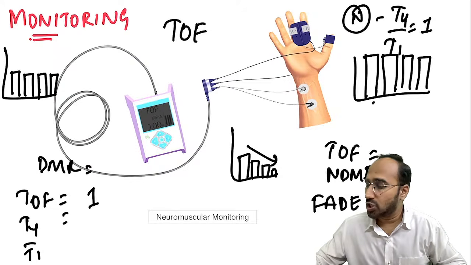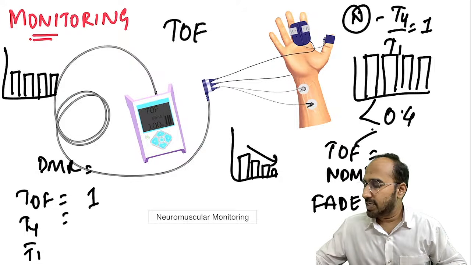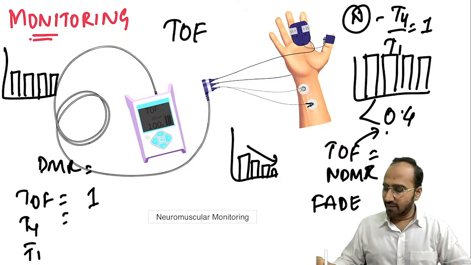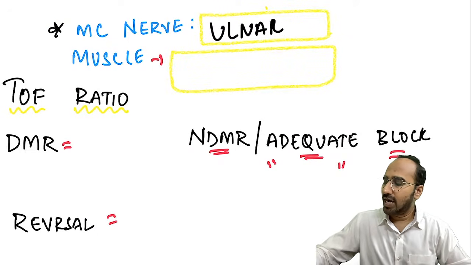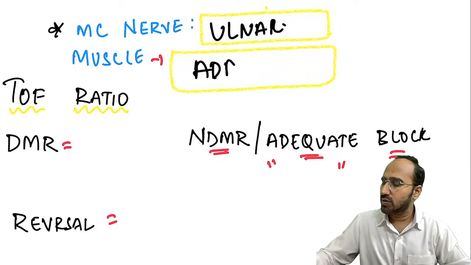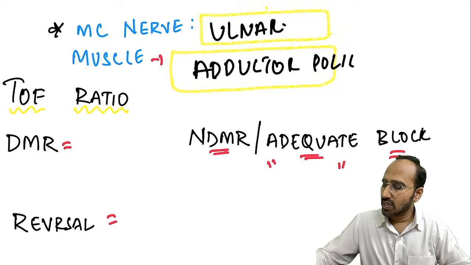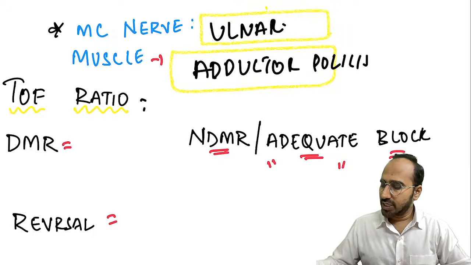And what will be the ratio over here? In non-depolarizing, it is always less than 0.4. Very, very important. So what is the most common nerve that is being used in train of 4? Ulnar nerve. Muscle that is being used, adductor pollicis. And what is the ratio in depolarizing?